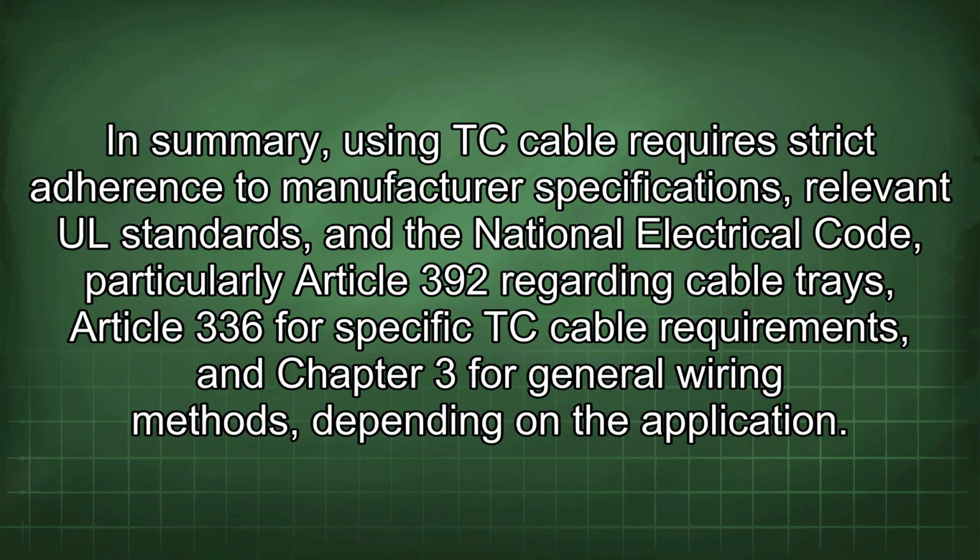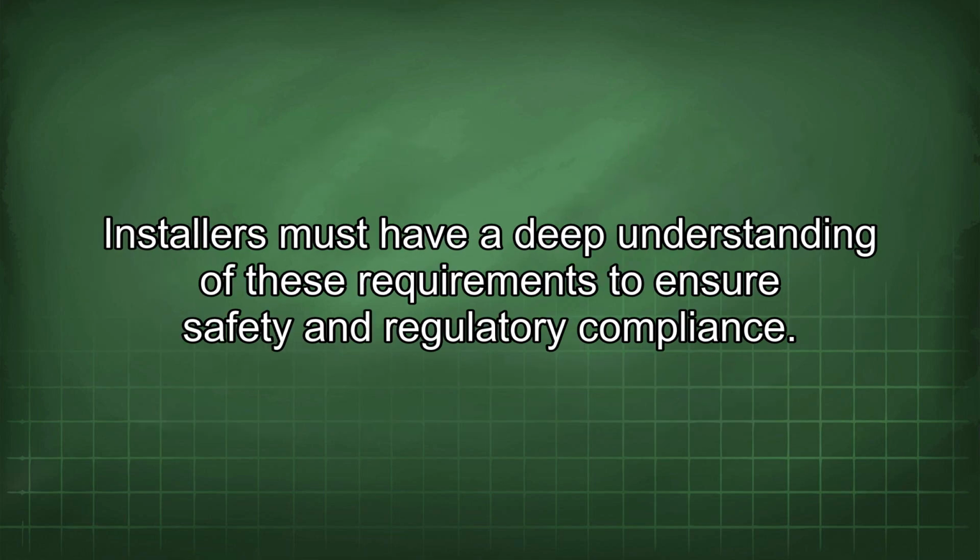In summary, using TC cable requires strict adherence to manufacturer specifications, relevant UL standards, and the National Electrical Code, particularly Article 392 regarding cable trays, Article 336 for specific TC cable requirements, and Chapter 3 for general wiring methods, depending on the application. Installers must have a deep understanding of these requirements to ensure safety and regulatory compliance.